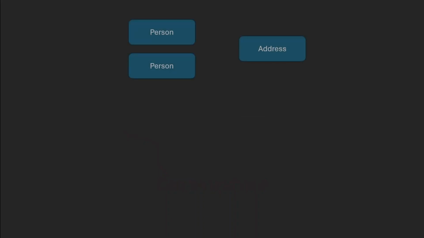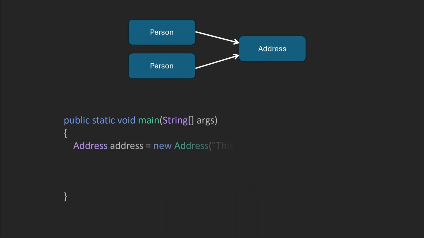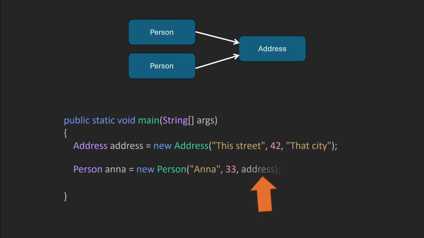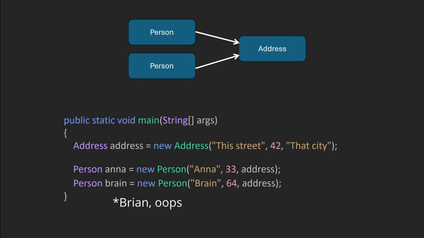Secondly, there is no strong ownership. This means multiple instances of a class can reference the same instance of a class. In code, it means I can create an instance of the address class and give that address to a person. And because there is no strong ownership, I can also give that address instance to another person instance. Now Anna and Brian live at the same address. This happens. Maybe they are married. Maybe Brian lives in Anna's basement without her knowing about it.